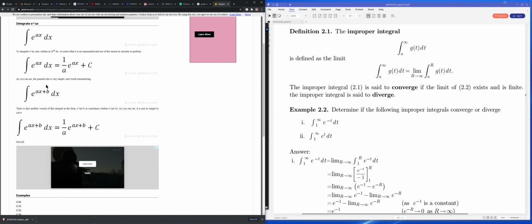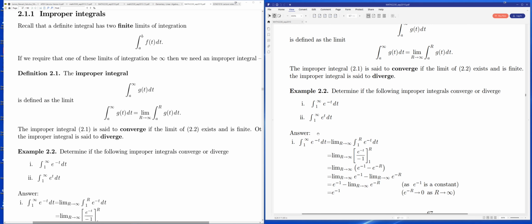Similarly, for the integral of e to the ax plus b, the formula is similar to the integral of e to the ax. It's going to be the same e to the ax plus b, but again you divide by the constant a, the constant in front of the x. So we want to see if these improper integrals converge or diverge. As I said, this one is e to the minus t and this one is e to the t, so they're different integrals.